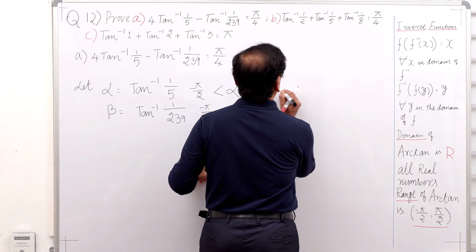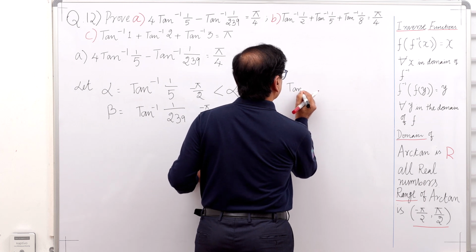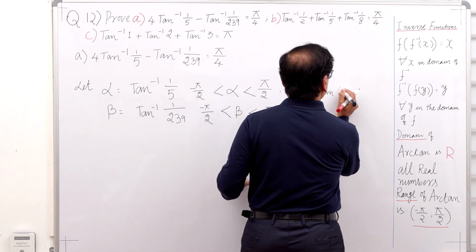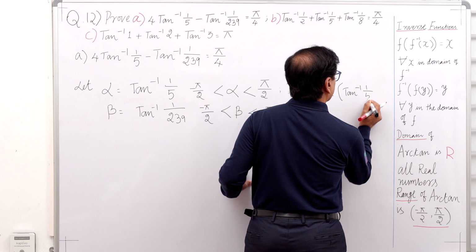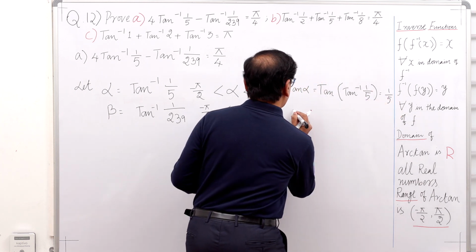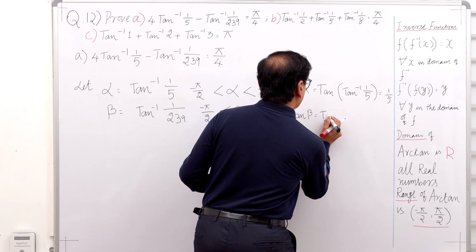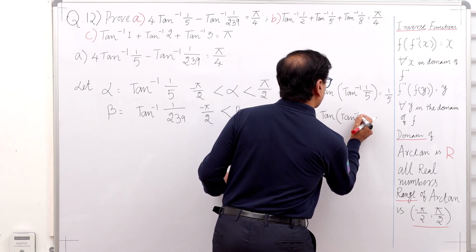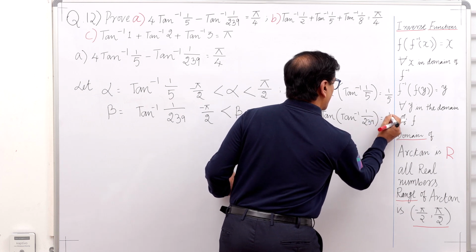Let me write that down. So tan alpha equals tan of tan inverse of 1 by 5, which is equal to 1 by 5. Similarly, tan beta equals tan of tan inverse of 1 over 239 equals 1 over 239.